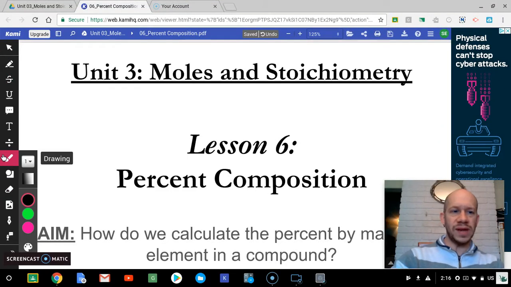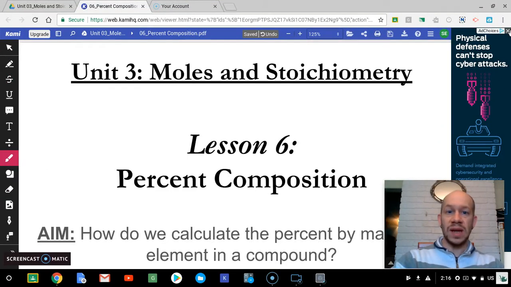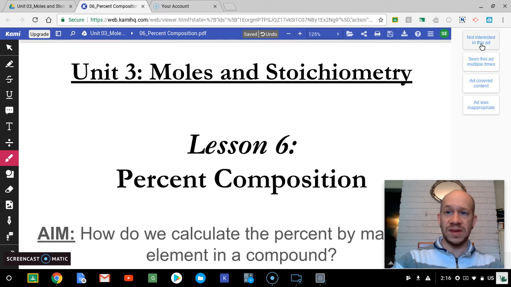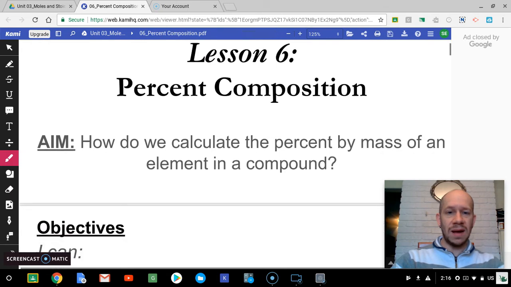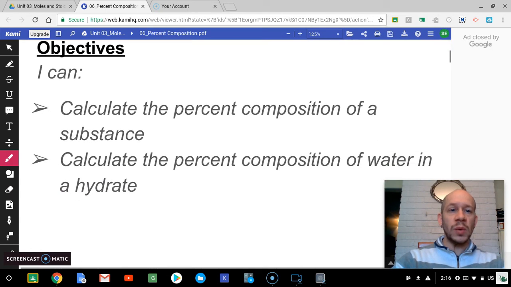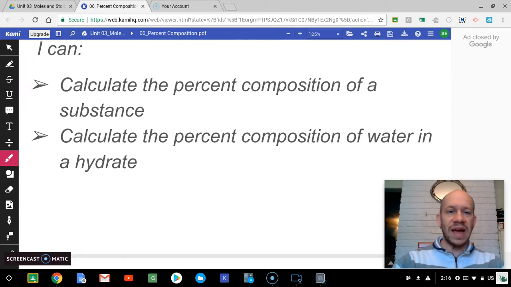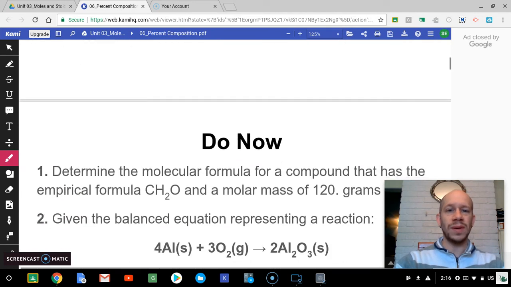This is Unit 3, Moles and Stoichiometry, Lesson 6, Percent Composition. How do we calculate the percent by mass of an element in a compound? By the end of this video, you will be able to calculate the percent composition of a substance, and you will be able to calculate the percent composition of water in a hydrate. So, do now.